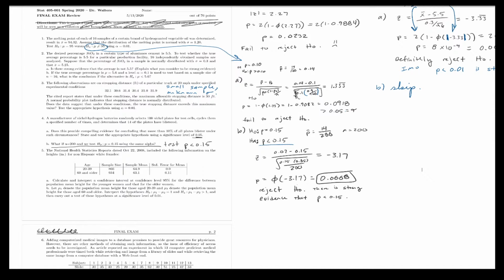And then for those 60 and older, the sample size was 934 people. The sample mean was 63.1. The standard error was 0.11. Calculate and interpret a confidence interval at a confidence level of 95% for the difference between population mean height for the younger women compared to that for the older women. So we'll do younger minus older.